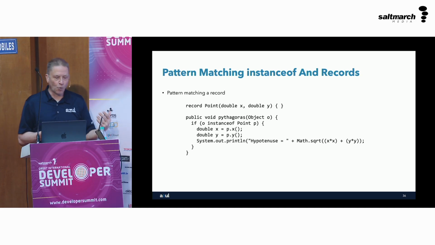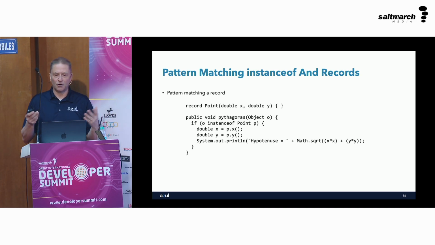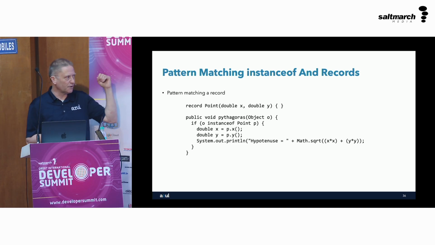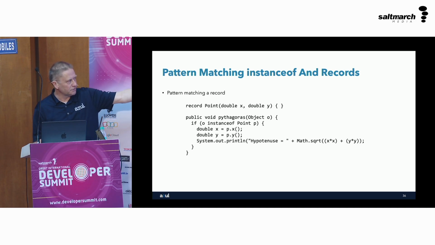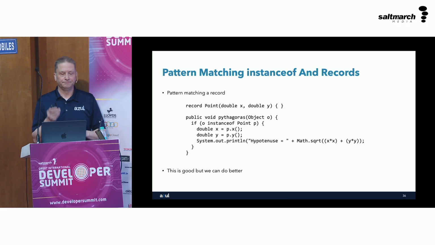So we get our x and our y, and then we can calculate the hypotenuse as being the square root of x squared plus y squared. Okay, this is all very good. It works. So we're doing pattern matching with instanceof against Point, and then referencing the pattern variable to extract the values, and everything works nicely. So this is good, but we can do better.